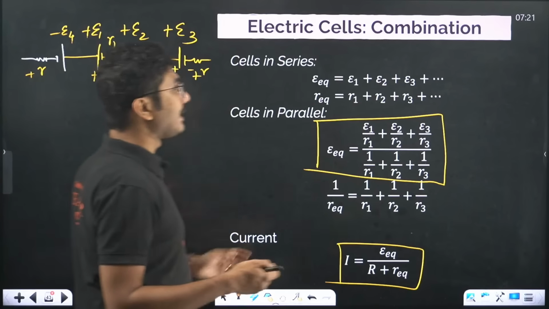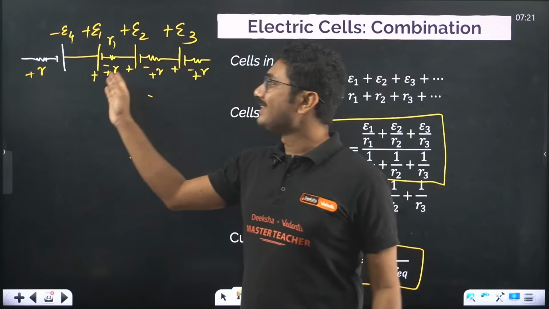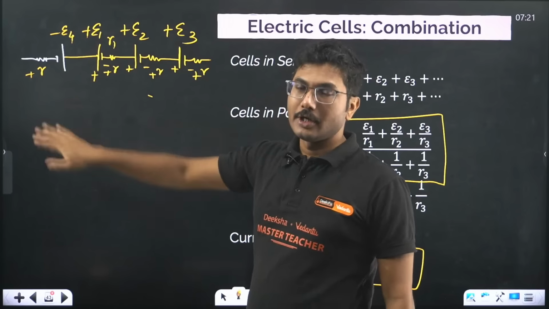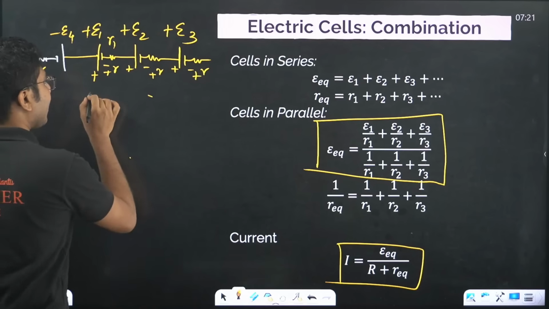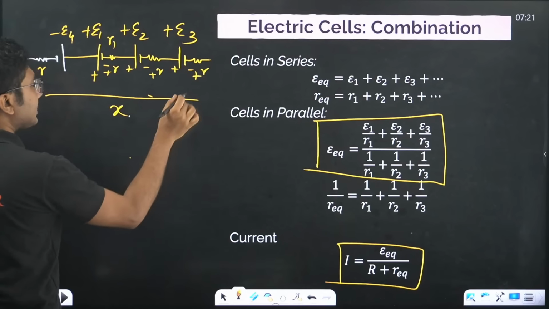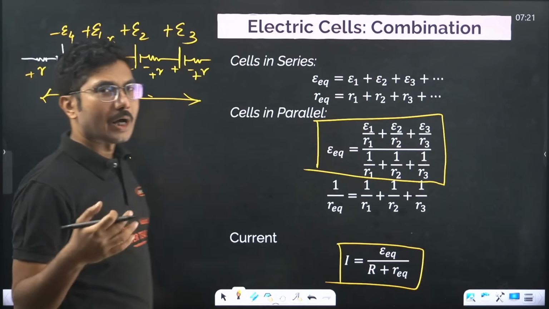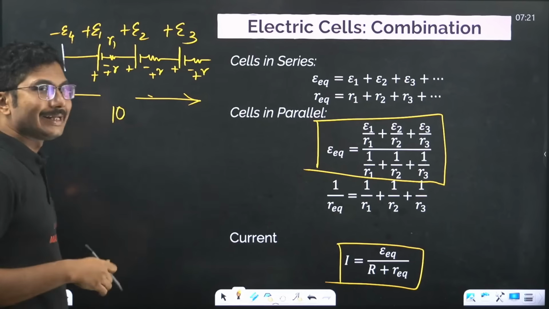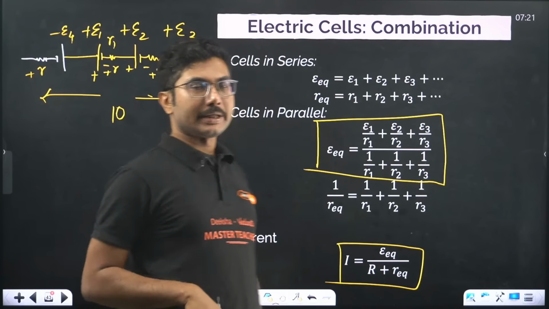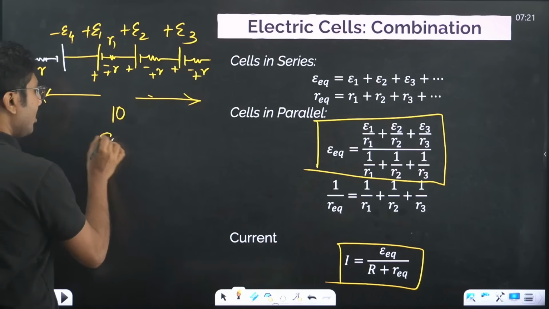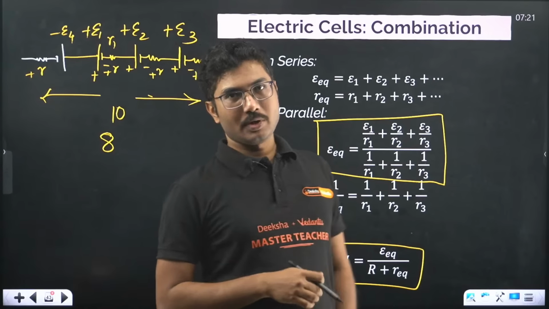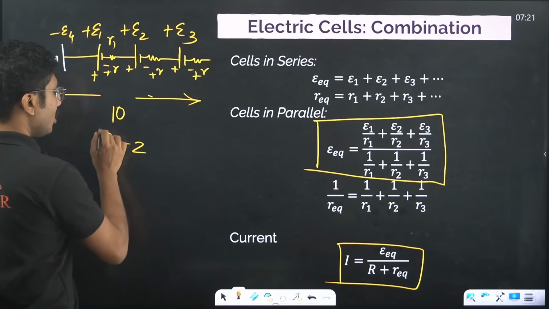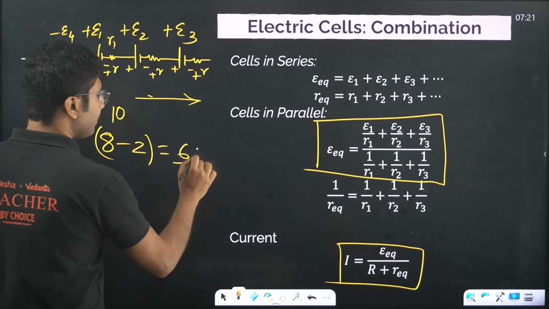Now if they say that a certain number of cells are connected in series, and one of them is connected in reverse or wrong order, you have to remember this. Suppose there are 10 cells in total, and 2 are wrongly connected. How many are properly connected? Properly connected is 8, and wrongly connected is 2. So the total equivalent EMF will be 6E.